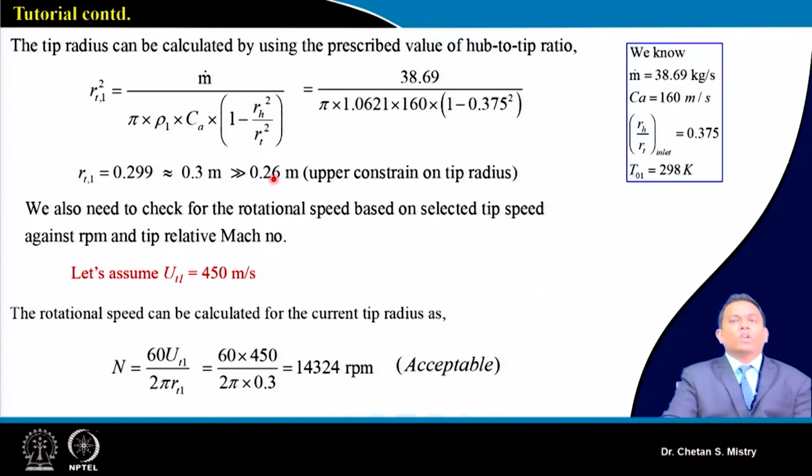Now in order to reduce those iterations, what we have done is assume the tip peripheral speed as, say, 450 meter per second. So let's assume u tip is 450 meter per second. When we assume that, we can do our calculation for the peripheral speed, and based on that we can calculate the rotational speed, and that is coming 14,324. This is in the acceptable range.